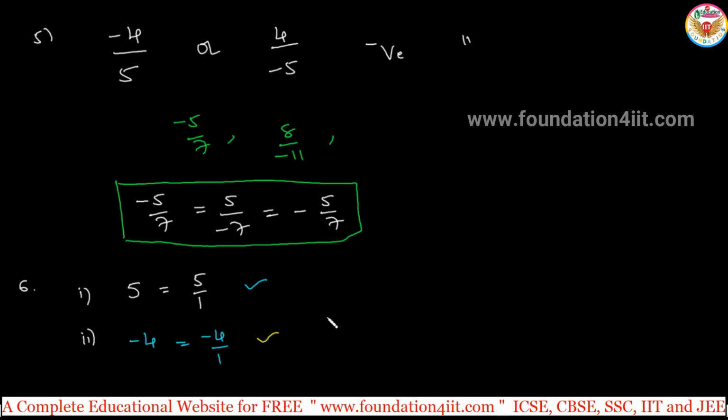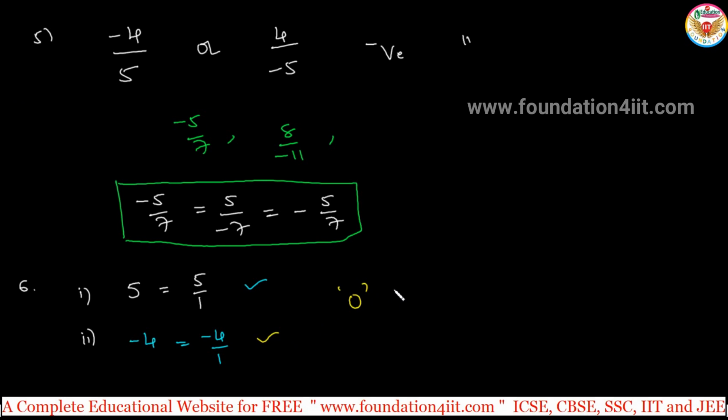So 0 is a rational number, but it's neither positive nor negative. It's important: 0 is a rational number, but it is neither positive nor negative.